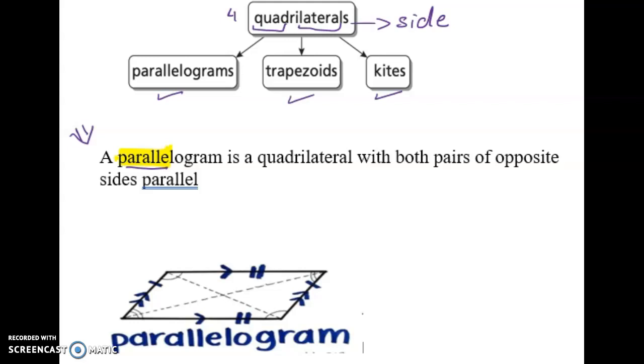As you can see from this diagram, if I label it A, B, C, and D, I can say AB is parallel to CD and also AD is parallel to BC. We have these arrowhead signs that represent that the lines are parallel to each other.